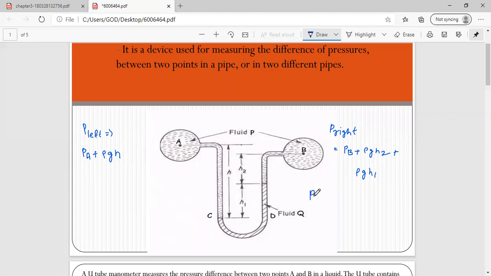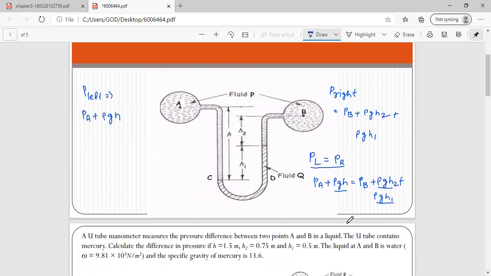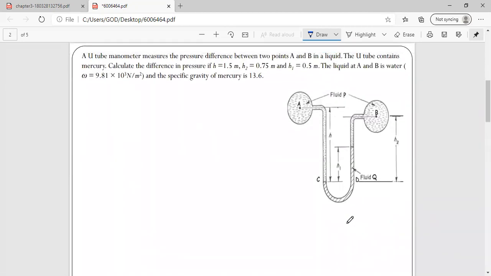So simply what we have to do is equate the pressure in the left limb to the pressure in the right limb. If we equate this, then you will get the equation PA plus rho g H equals PB plus rho g H2 plus rho g H1. So if I know all the fluid properties, then I'll get the difference of pressures, which we did in the last class. Depending on that, we'll solve problems.